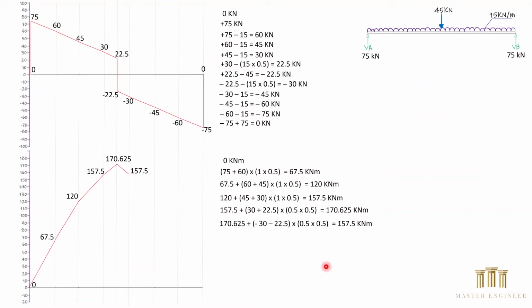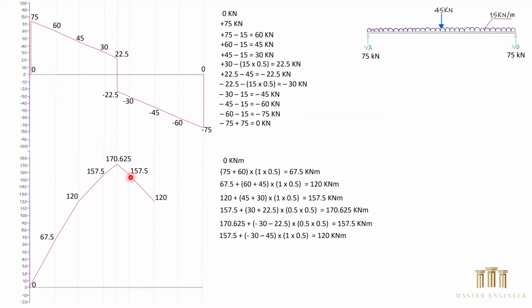The next point is 157.5 plus minus 30 minus 45, which is this area, multiplied by the total distance of this area, which is 1 meter, multiplied by half of that, equals 120 kilonewton meter. So from 157.5 to 120.